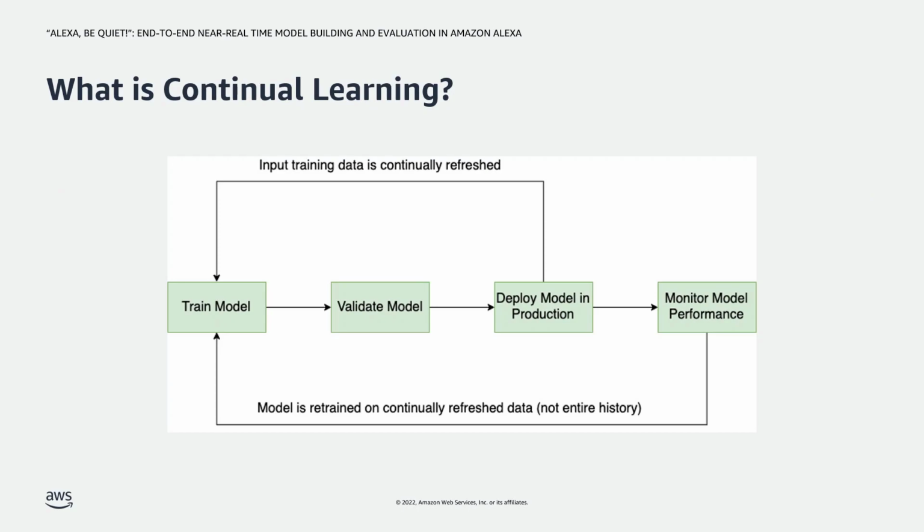So now that we know what continual learning isn't, we can talk about what continual learning is. In continual learning, models are trained and retrained in a continuous way. The input data is continually refreshed and the models are only retrained on a subset of the data instead of the entire history. So in the picture shown on the slides, you'll see a new arrow from the deployed model in production to the trained model, showing that the input data for training is constantly refreshed at some cadence.